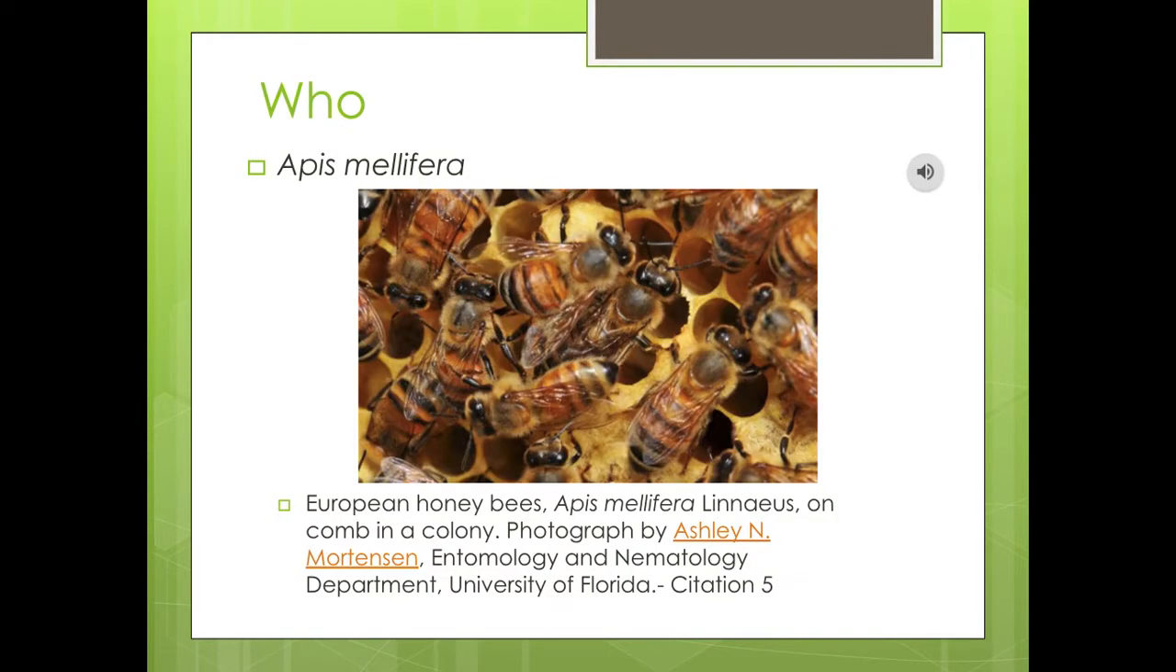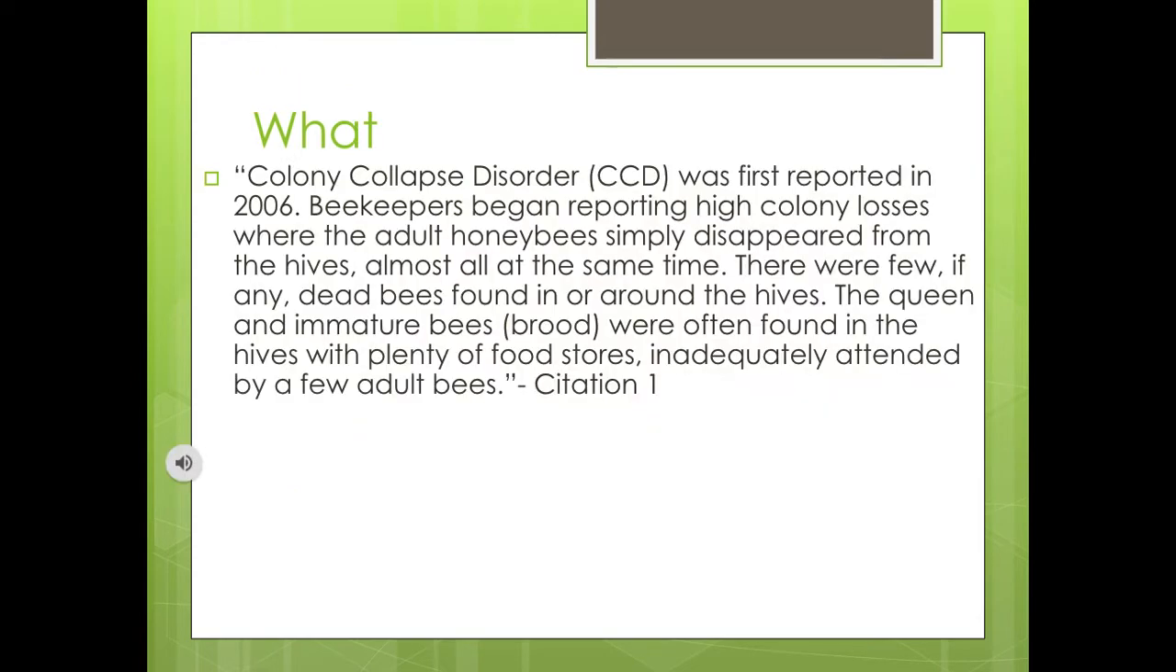So the who in this presentation is what we've been studying this whole time, the honeybee. The what? The what is colony collapse disorder. So this was first reported in 2006. Beekeepers began reporting high colony losses where adult bees would simply disappear from hives almost at the same time. There are few, if any, dead bees found in the area around the hives, and the queen and immature bees were often found in hives with plenty of food stores, inadequately attended by a few adult bees.